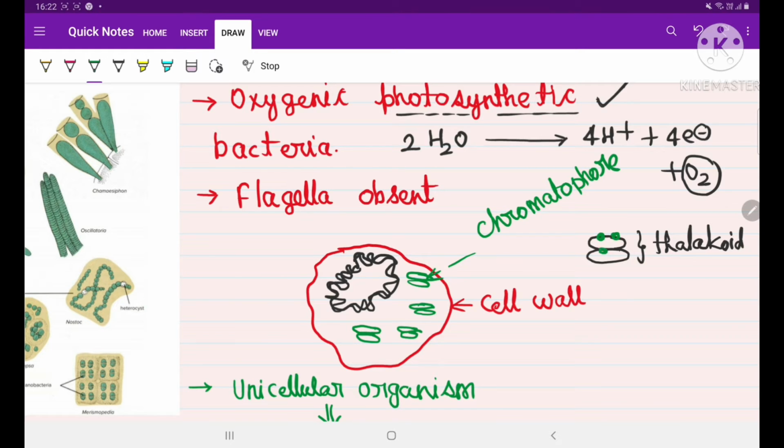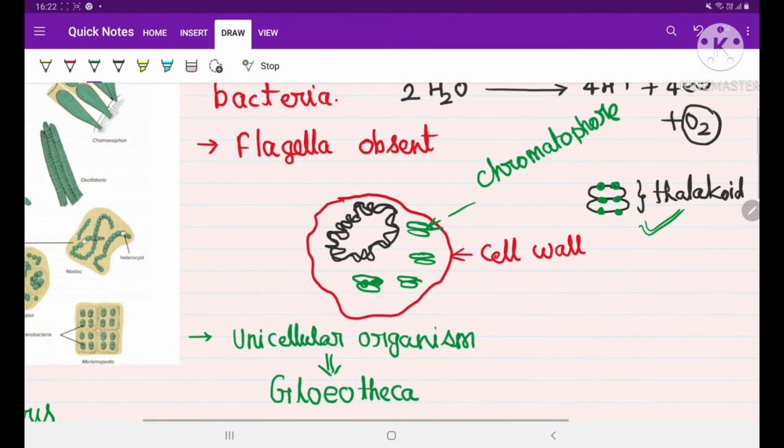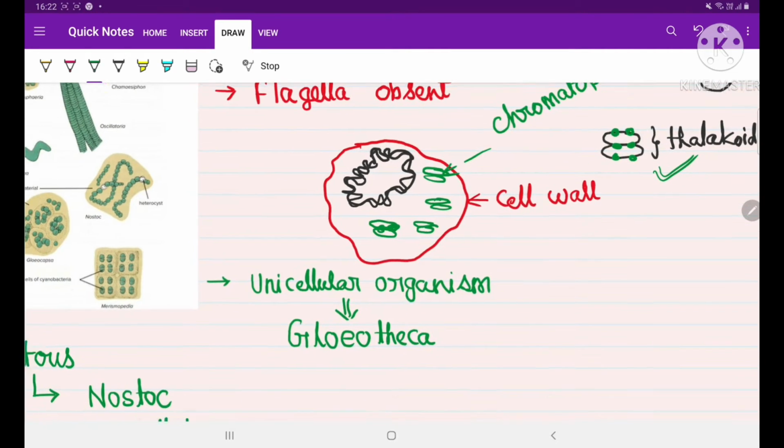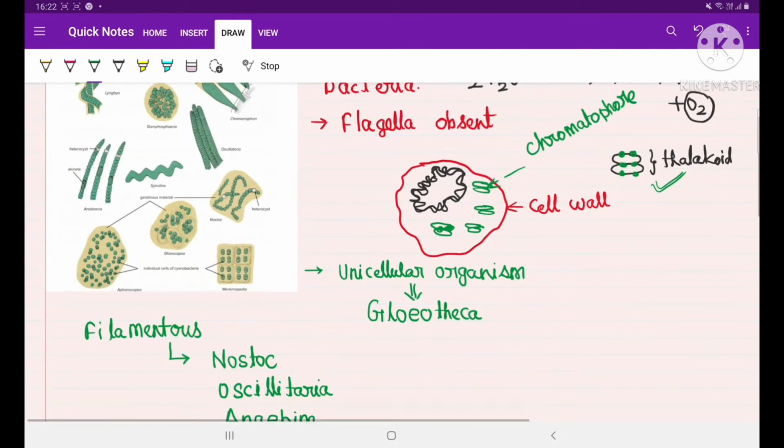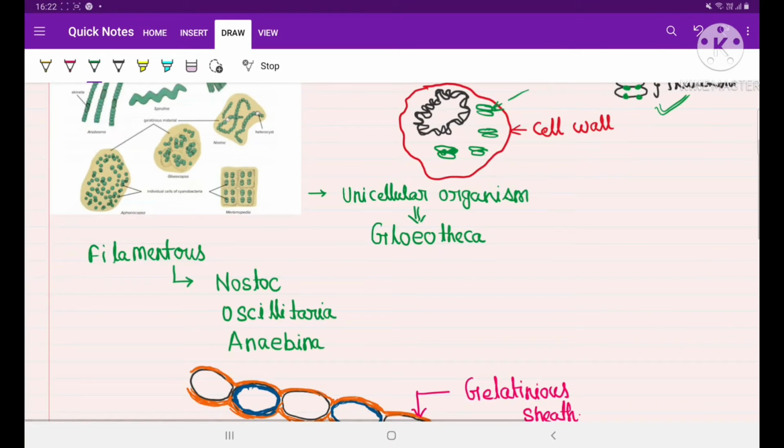Like in higher plants, in this thylakoid the chlorophyll pigment is present. So the photosynthetic thylakoid occurs freely in the cytoplasm, and this photosynthetic thylakoid is called chromatophore. All these thylakoids have chlorophyll for photosynthesis. They are unicellular. All cyanobacteria are unicellular organisms, but they are present individually also. They are present in the form of colonies also, and their colonies can be filament shaped also.